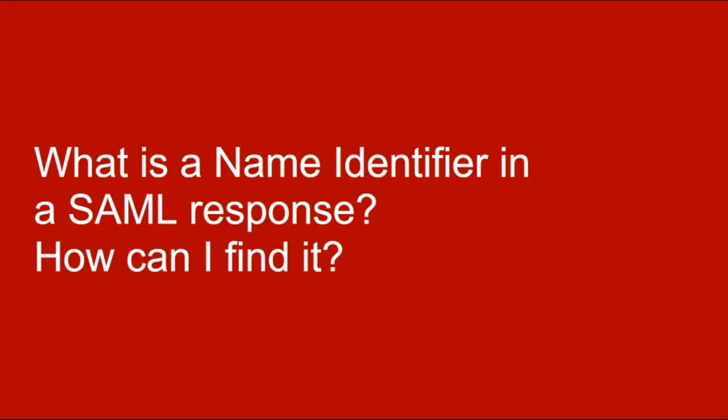So what is a name identifier in a SAML assertion, in a SAML response? How do I find it? Well, there are multiple elements in a SAML assertion, but the name identifier is probably the most important. The name identifier in a SAML response is the unique identity of the user that's authenticating.